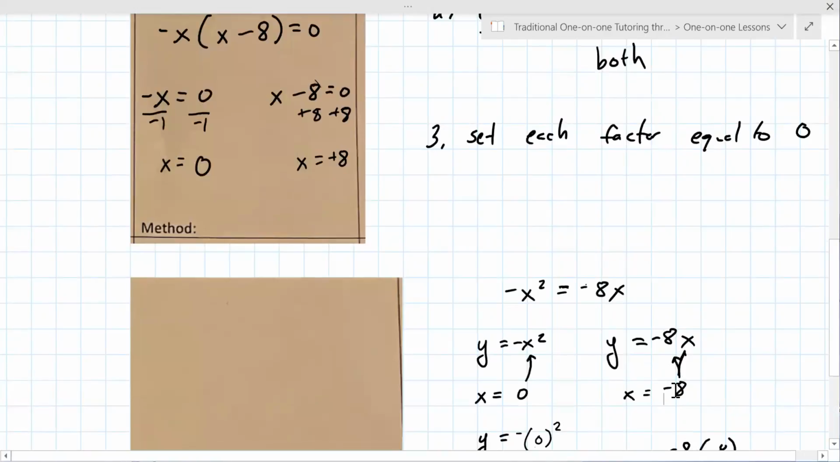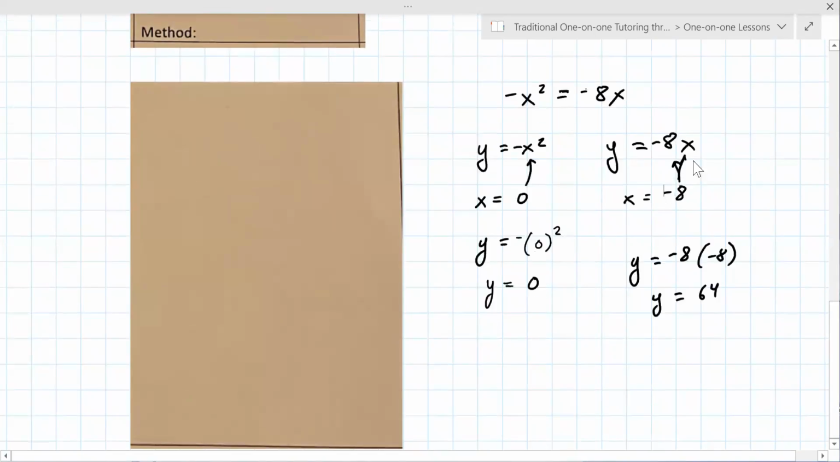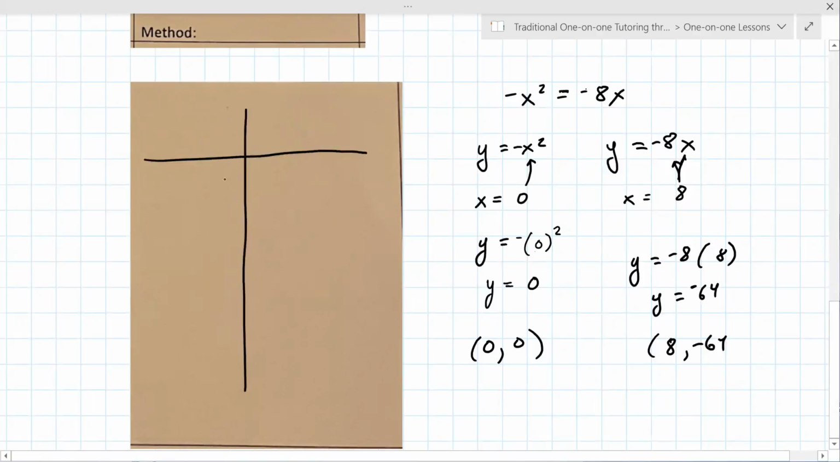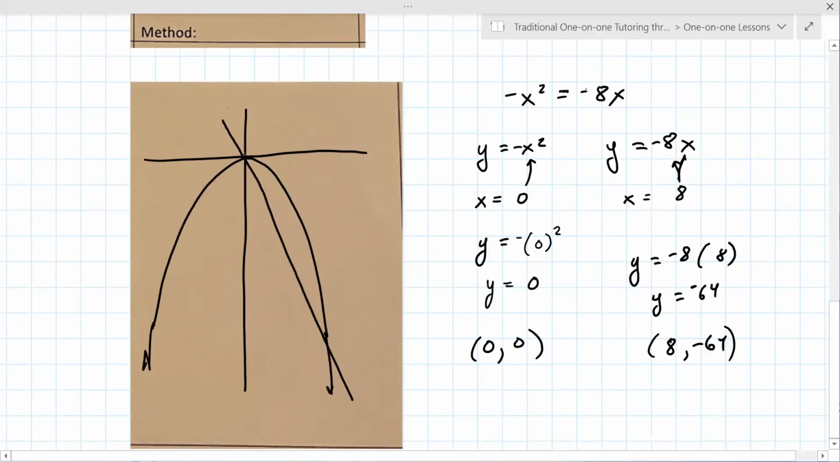And then that does change this here. Let me just change this: x is 8, and then y becomes negative 64. So these points are the two intersection points. If you were to graph this, minus x squared looks like this, and then minus 8x looks like this. They intersect at 0, 0, but they also intersect at this point, 8 comma minus 64.